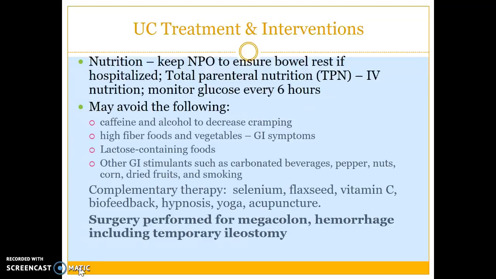If they do develop a toxic megacolon, they may have hemorrhage and complications that require them to have a temporary ileostomy, and in that case they may take the affected colon segment out and just create a period of time where their bowel evacuates through an ileostomy, and then at some point several months later determine whether they're capable of having a revision done to attach the colon back to the rectum to have bowel movements in a normal way.